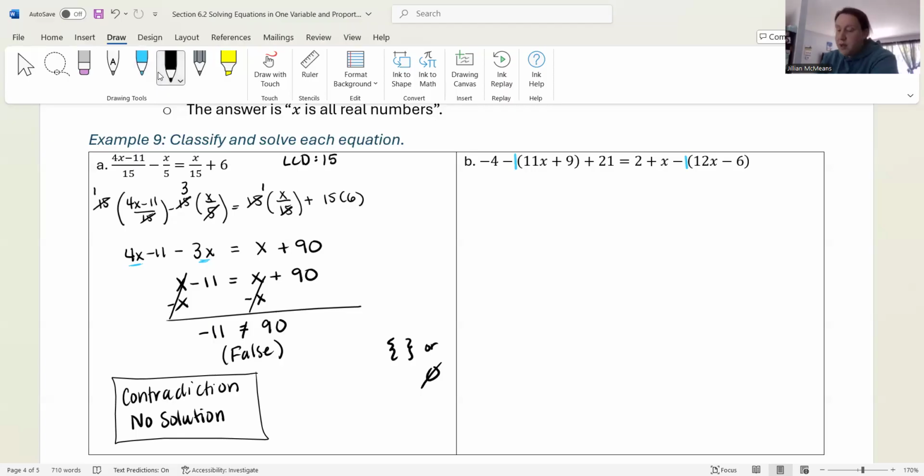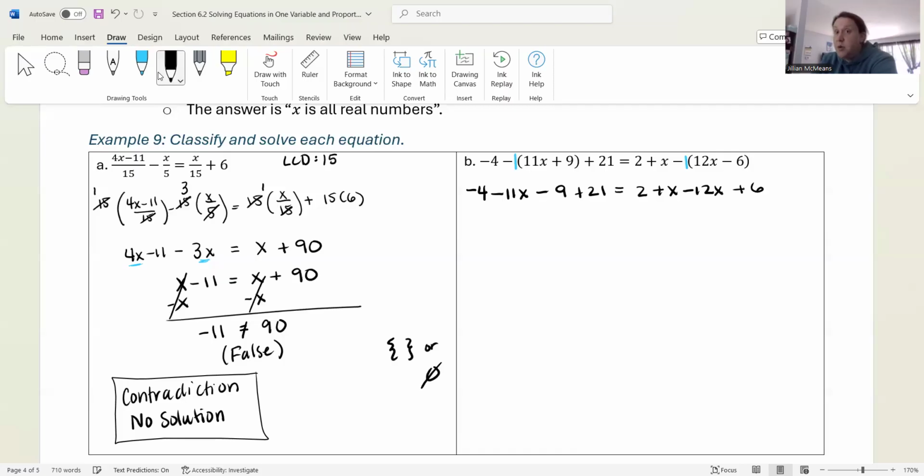So let's clean things up. On the left-hand side, I'm going to drop down my minus 4. Then I'm going to distribute my negative. So negative 1 times 11x is negative 11x. Negative 1 times 9 is negative 9. Drop down your plus 21 equals. And then I'm going to drop down 2 plus x. Then I'm going to distribute negative 1. So negative 1 times 12x is negative 12x. And negative 1 times negative 6 is plus 6.